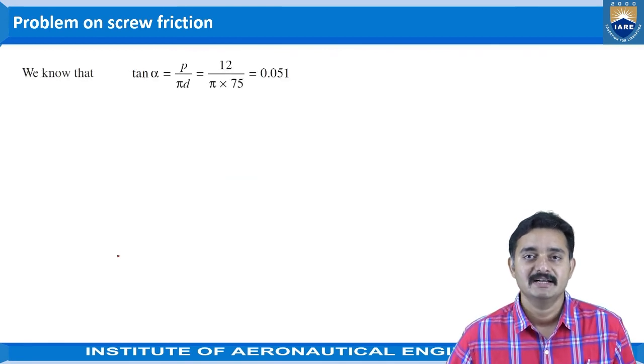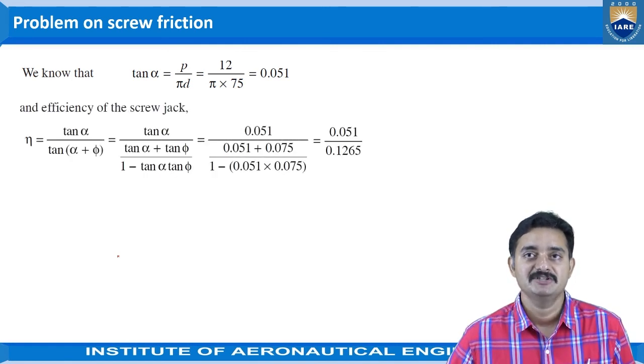So from this given data, we can apply the equation tan alpha is equal to p by pi d, that gives 12 by pi into 75 when the terms are substituted, and that results as 0.051. And for efficiency of the screw jack, the equation we have is efficiency is equal to tan alpha by tan alpha plus phi. So that can be written as tan alpha by tan alpha plus tan phi by 1 minus tan alpha tan phi.